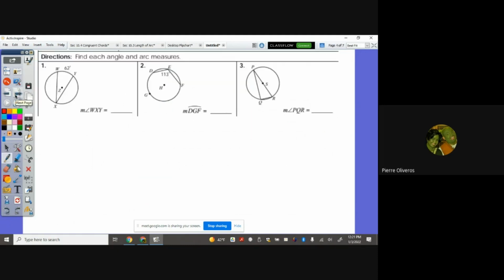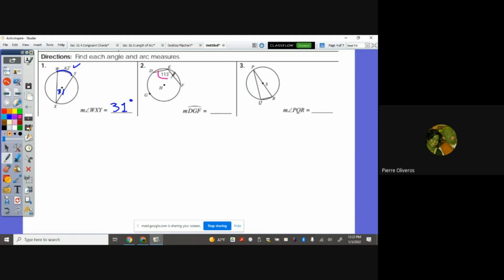Let's try to complete this problem here. Find each angle and arc measure. So in number one, we have an intercepted arc of 62. So the measurement of WXY will be half of that one, which would be 31 degrees. You know that that's 62, this 31. It's always half of the arc.